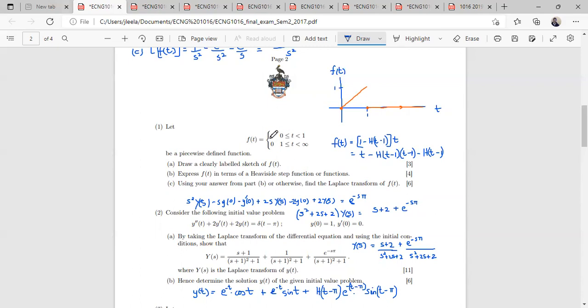So here now, this is the only part you're dealing with because this part is 0. 1 minus H(t minus 1) times t, which when expanded is t times 1, which is t, and t times H(t minus 1) is H(t minus 1) times (t minus 1) plus H(t minus 1), so minus H(t minus 1) times (t minus 1) minus H(t minus 1).